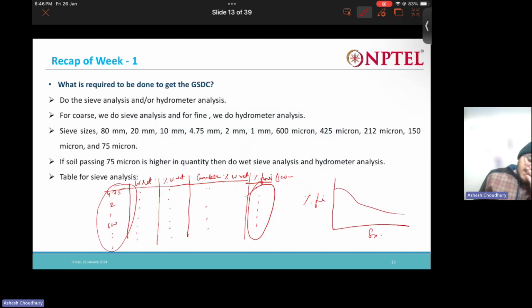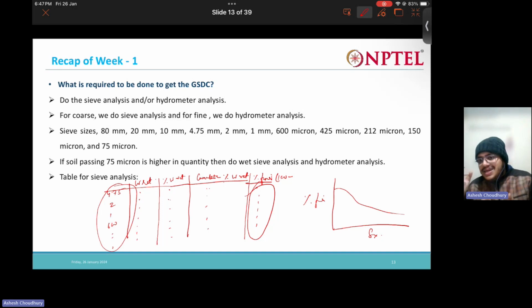Now say a large quantity of soil is passing through 75 micron. So we need to do the hydrometer analysis. Before that, there is a 75 micron sieve. A large amount of soil has passed through the 75 micron sieve, and some amount has been retained on it. Whatever is retained on this 75 micron sieve, we wash it with water, because sometimes very small particles stick to each other and form a large particle, and then they don't pass through the sieve. They coagulate.